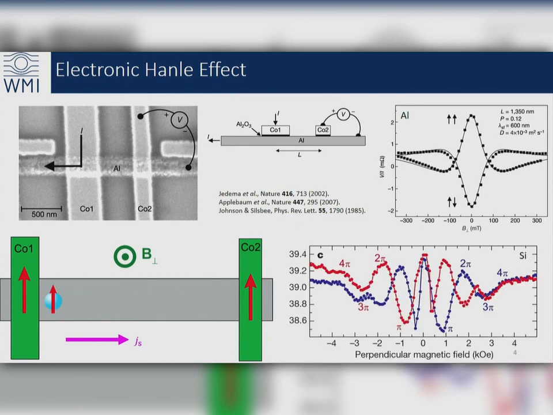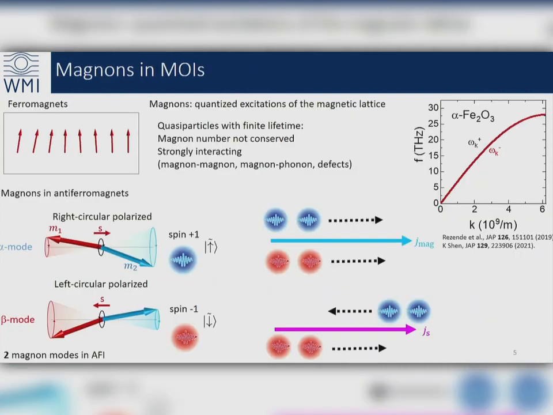Of course, you can also go to more suitable materials where you can see more of these oscillations, where lots of experiments have been done with semiconducting materials, where you can go to a ballistic spin transport regime, and you see lots of these oscillations.